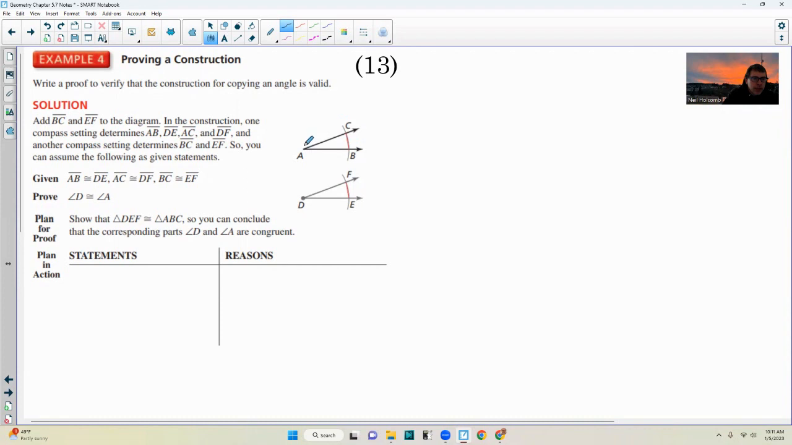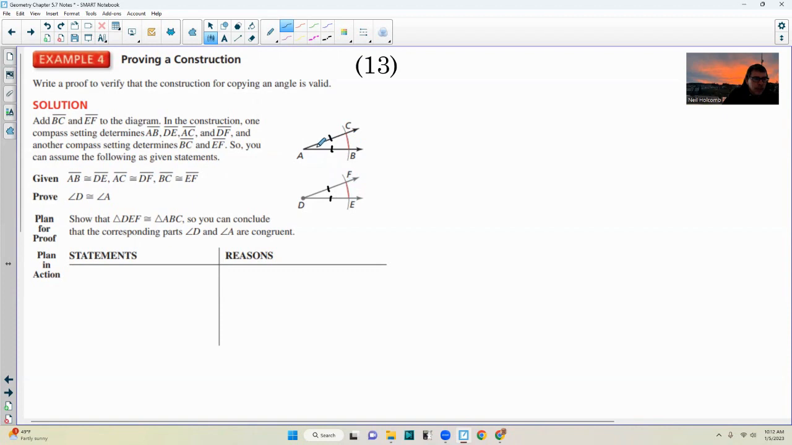So the next step is they took a compass and they did an arc through CB, and a compass did an arc through FE with the same radius. So DF is equal to AC is equal to AB is equal to DE. These are all congruent. So that's congruent to that. That's congruent to that. And they're congruent to this one. So then they drew a segment from the arc intersection to the arc intersection. So now segment BC is congruent to EF. So we're given segment AB is congruent to DE, and we're given AC is congruent to DF. And now we can say segment BC is congruent to EF.